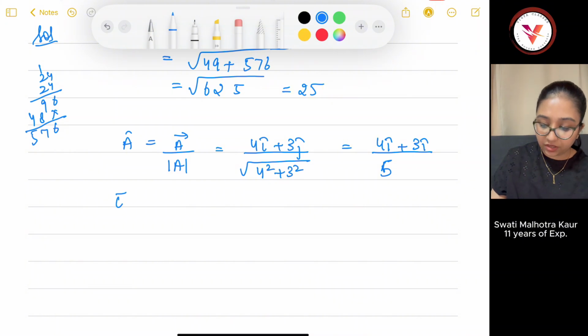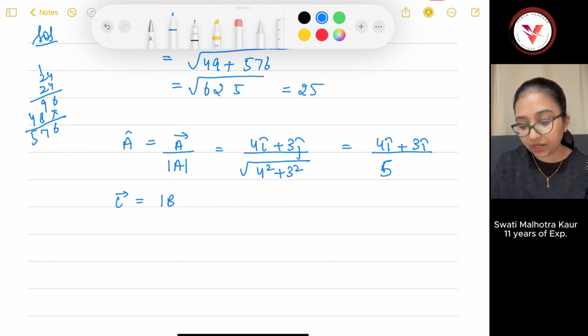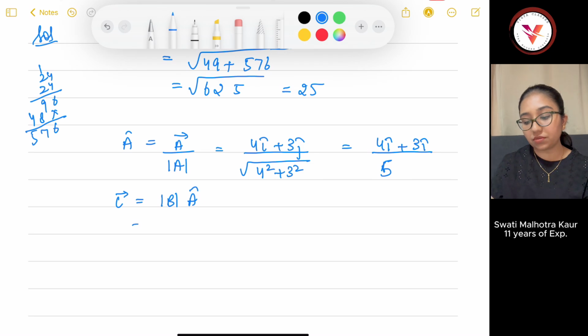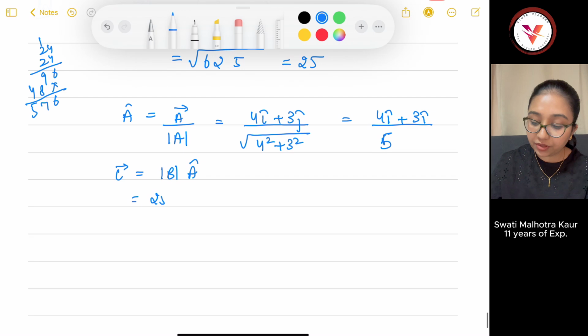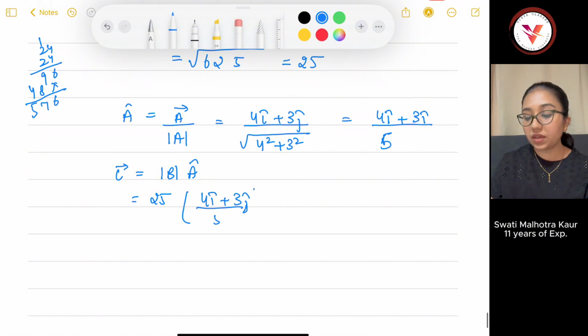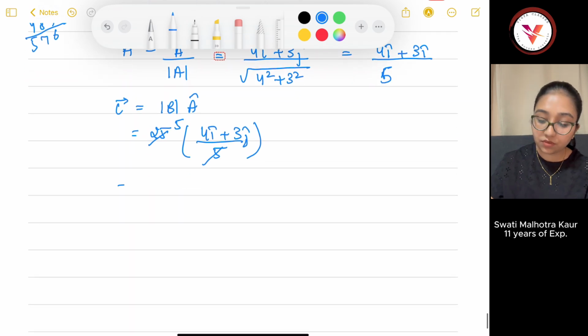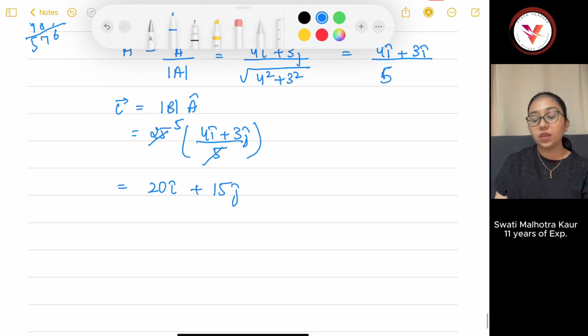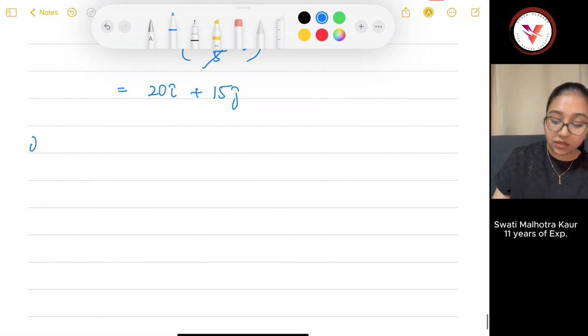So the c vector, the new vector, is simply the magnitude of b vector times the direction of a. If it is parallel, that means it's in the same direction. So it's 25 times 4i cap plus 3j cap over 5. You can simply cancel, and it becomes 20i cap plus 15j cap. Okay. Similarly, you can have another question like this.